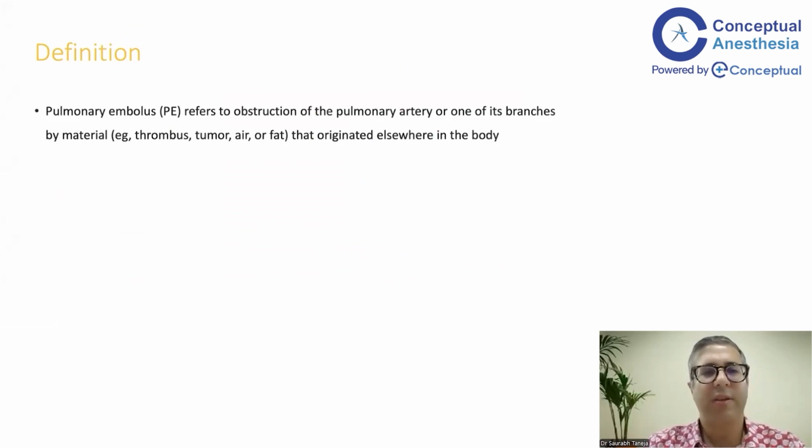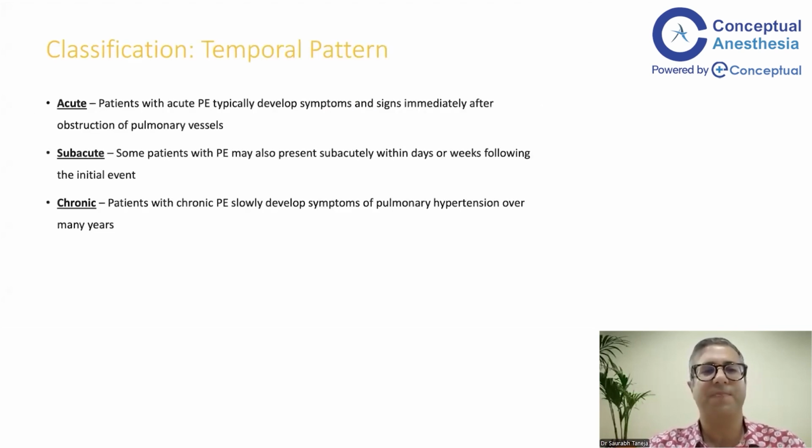So what is the definition of pulmonary embolus? It refers to the obstruction of the pulmonary artery, or one of its branches, by material. Usually it's a thrombus coming from somewhere else in the body, but it can be part of a tumor, an air embolism, or a fat embolism after a long bone surgery.